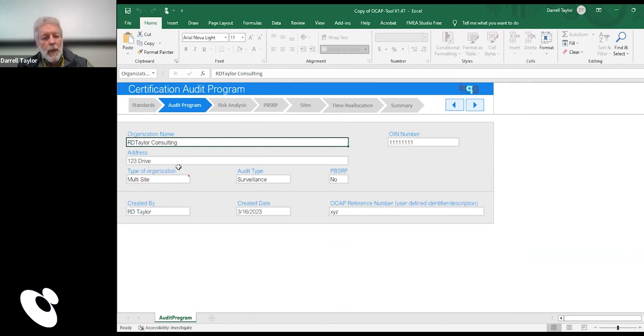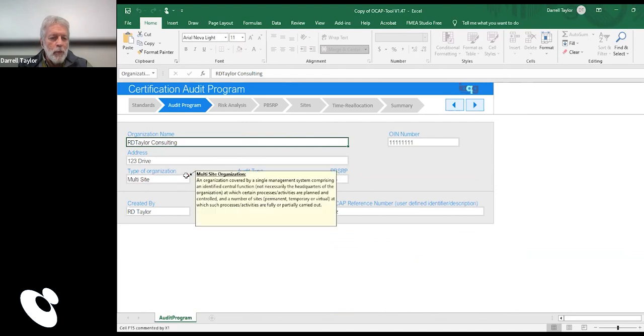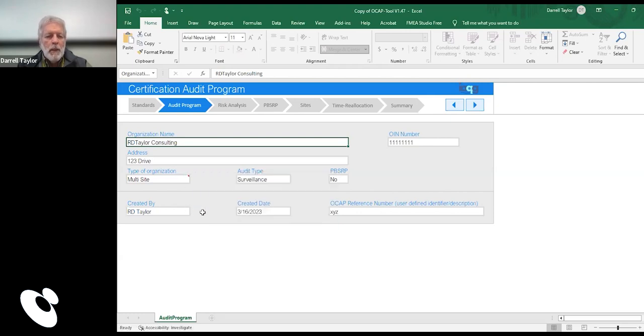This, at the highest level, you can see here at multi-site. Notice we've dropped in some hints in here. If you're looking for the definition of a multi-site versus a single site, we incorporated this language, comes right out of the mandatory documents. In my example, I'm saying they're not PBSRP, and I'm going to do a surveillance audit. The OIN number comes from OASIS.